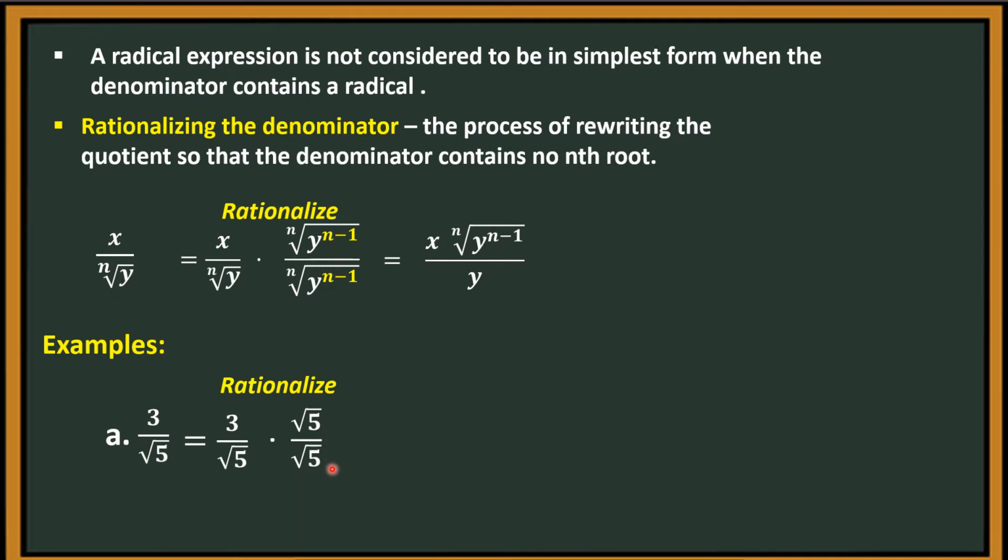Then simplify by multiplying the numerators and multiplying the denominators. So we will have now 3 square root of 5 over the square root of 25. 25 is perfect square. Therefore, we can simplify it. So we will have now 3 square root of 5 over 5.